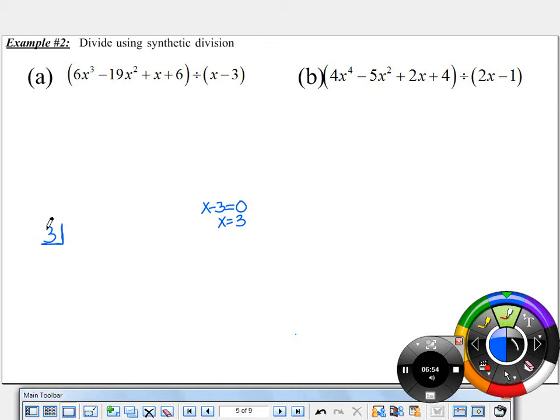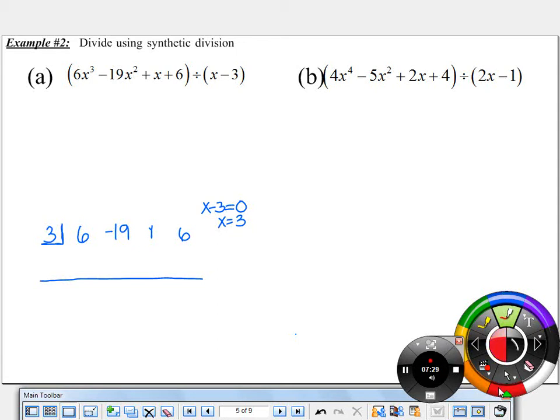So what I want is all the coefficients. And just like with long division, if it's missing a certain power in the standard form of the polynomial, I would put in a 0 placeholder. But it goes from x to the third to x to the second, x to the first, and constant. So it has a term from highest to lowest power, so we're fine. So the coefficients are 6, negative 19, 1, and 6. And I'm going to leave a line of space and put this line here. So basically, I'm going to do a bunch of multiplication and addition, which is going to simulate the division process.